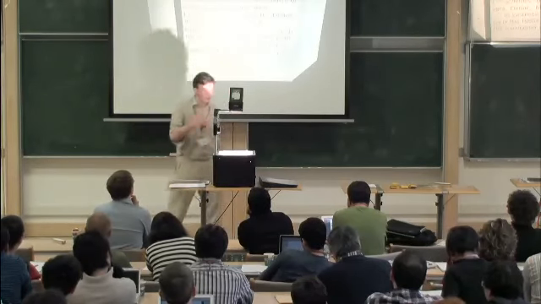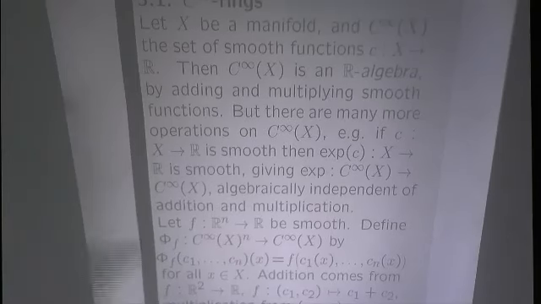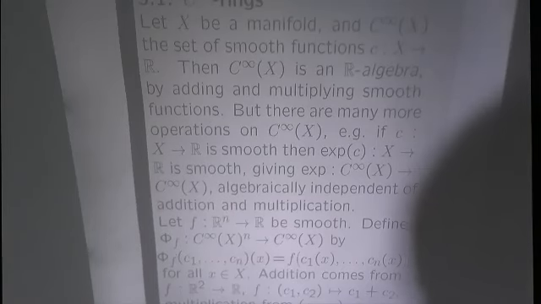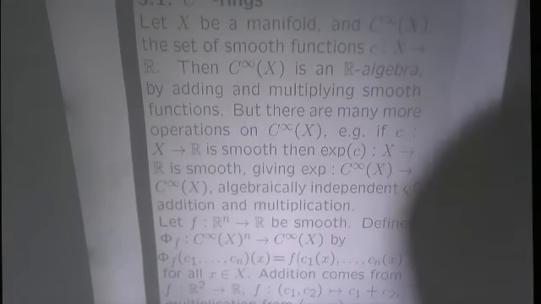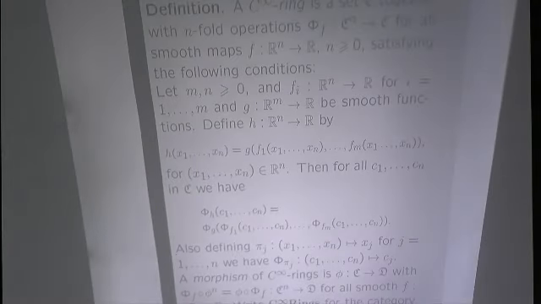So that's a large class of operations on C-infinity of X. It includes addition, because you can get it from the map f, R squared into R, taking c1, c2 to c1 plus c2. Multiplication comes from c1, c2 goes to c1 times c2. So this is the basis of the idea of a C-infinity ring.